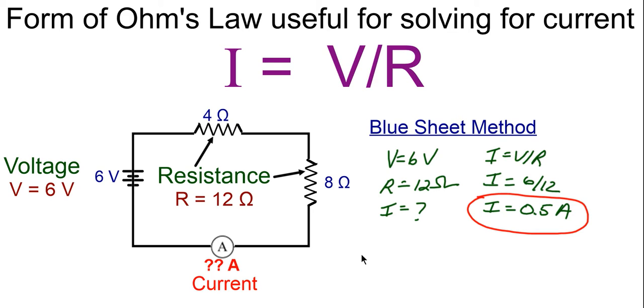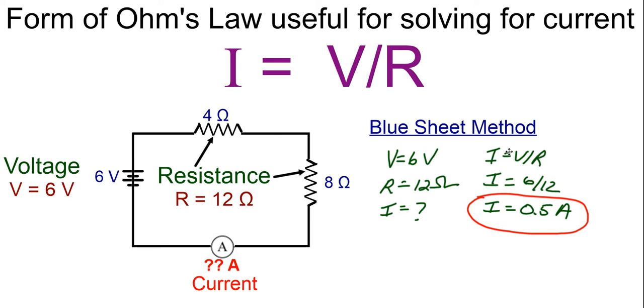And I hope by now you've heard me drill into your head a million times that you need to use the blue sheet method to do these things right on the MCAS, correct? And you're going to do it, aren't you? So I don't know current here. I'm going to use that version of the formula, but first I'm going to write down what I know in the blue sheet method. Voltage is 6V. Resistance is 12 ohms. What am I looking for? I is my question mark.